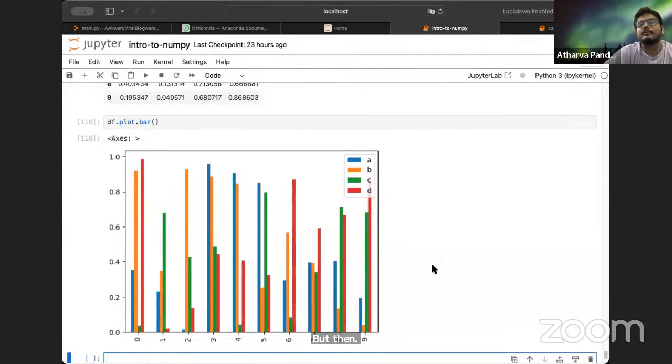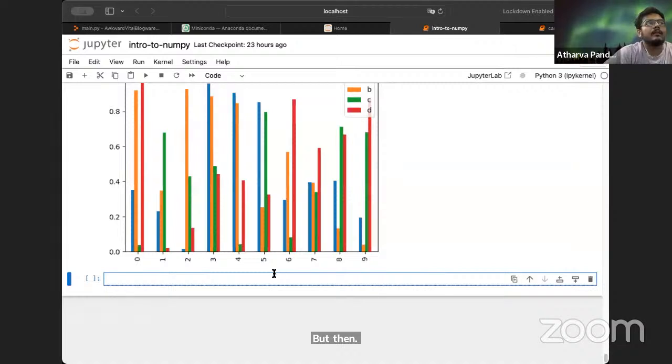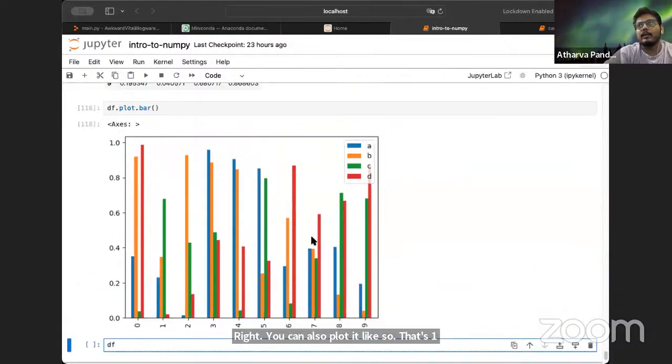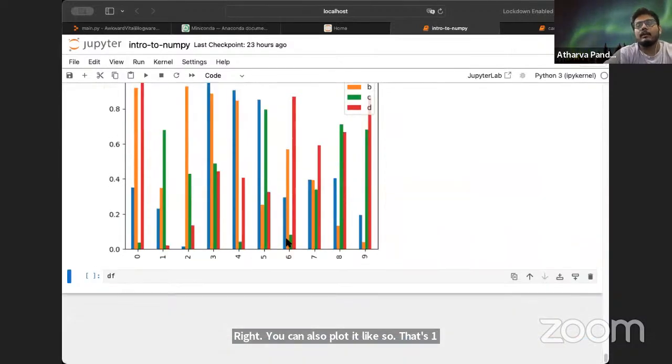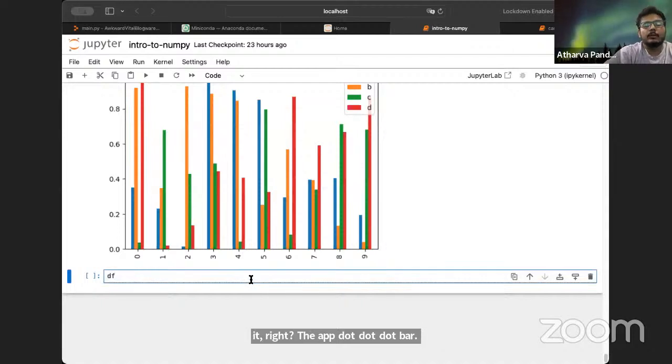Amazing bar graph. Right. You can also plot it like so. That's one way to do it, right? df.plot.bar. And there is another way, which is like you can say df.plot, and then you can say kind and bar, and it should do the same thing.